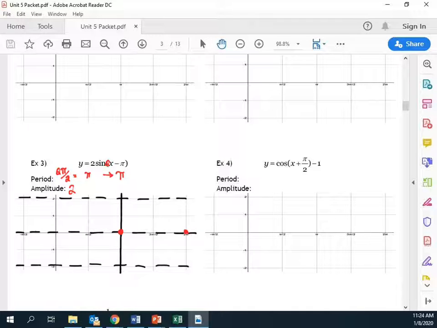Sine function, where's the other dot go? In the middle. The middle is in the middle. We didn't flip, so where is the first half? And there you go.